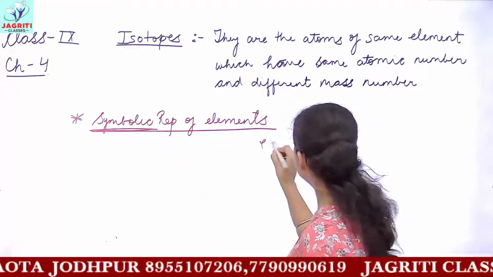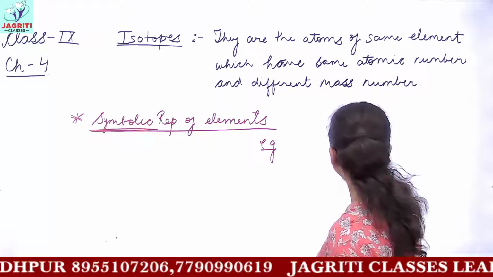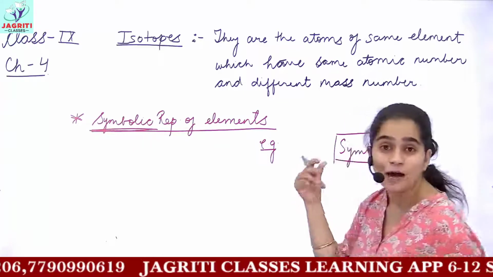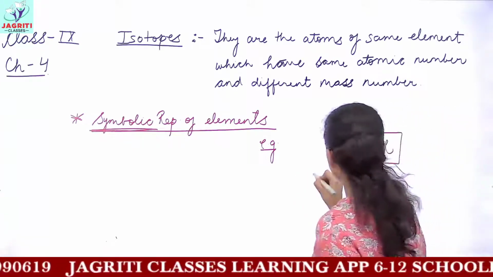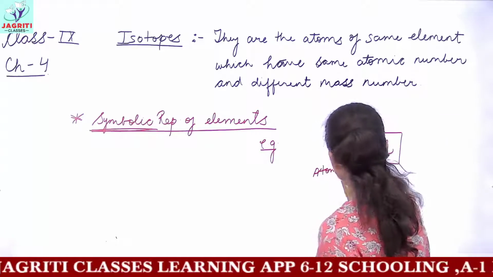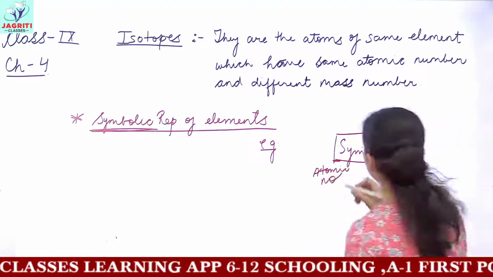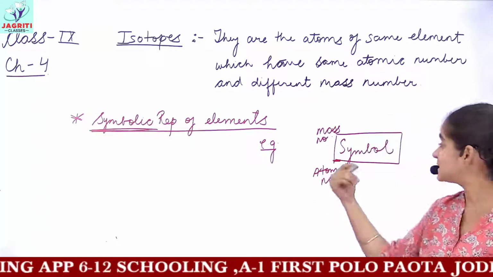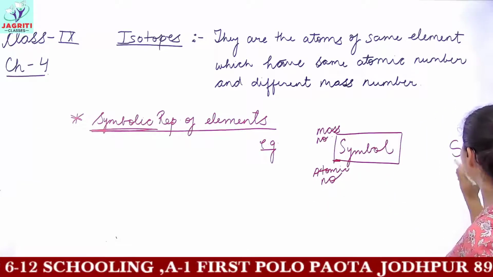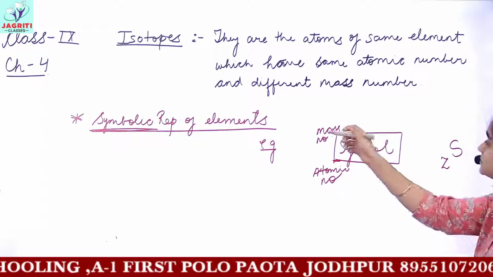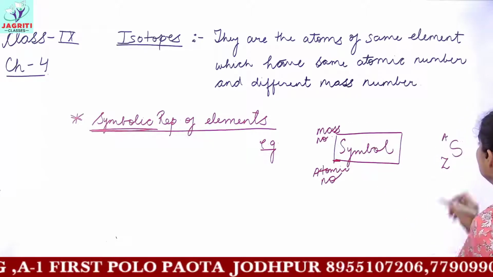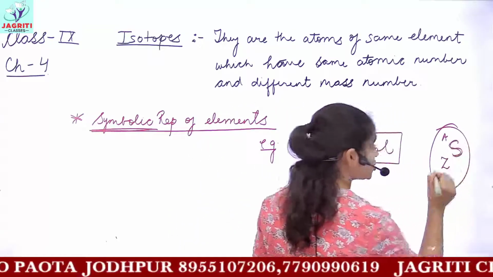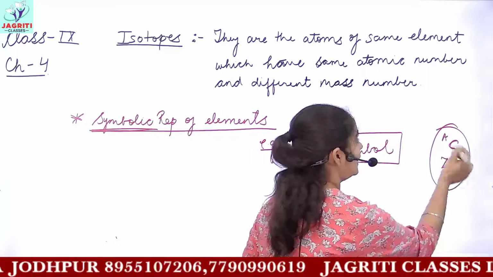For example, if I want to represent any element, then I'll write its symbol, and after writing the symbol, we put below its atomic number, and above the symbol, we put its mass number. As I have already discussed, atomic number is denoted by the symbol capital Z and mass number is shown by the symbol capital A. So while representing any element, you write its symbol with the atomic number below and the mass number above.